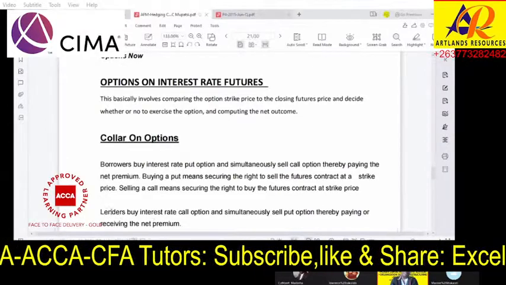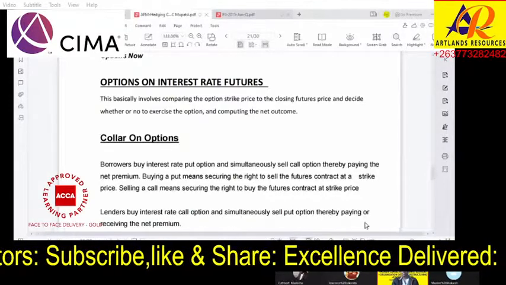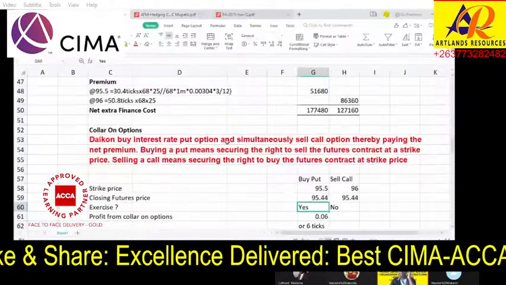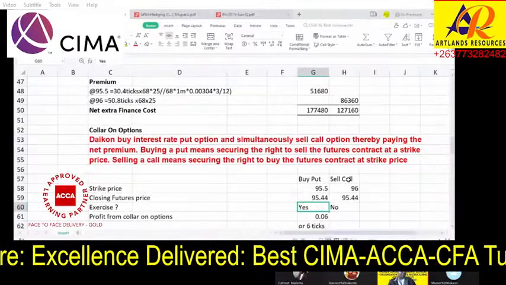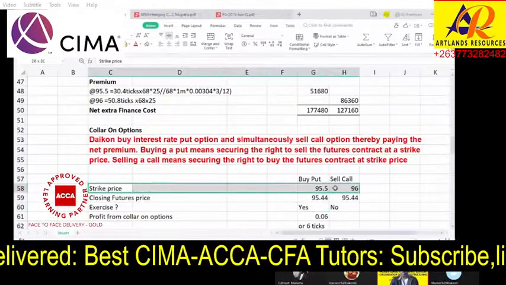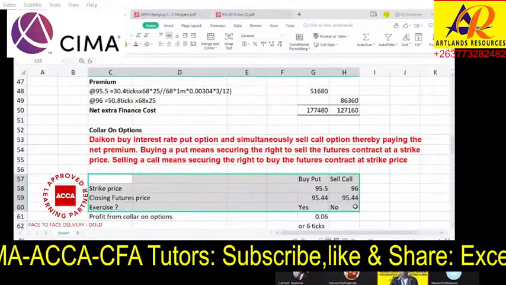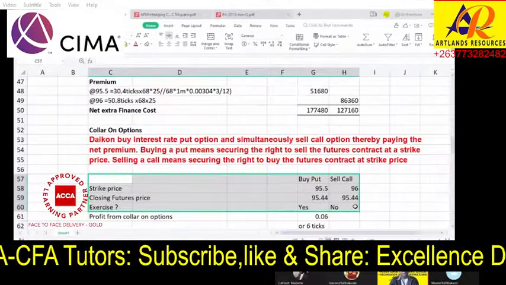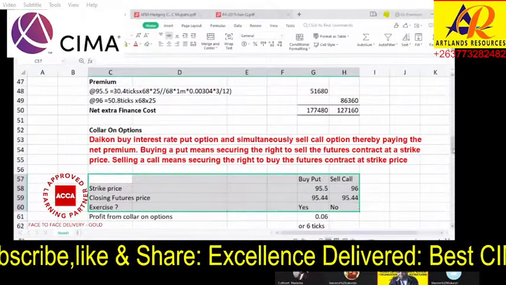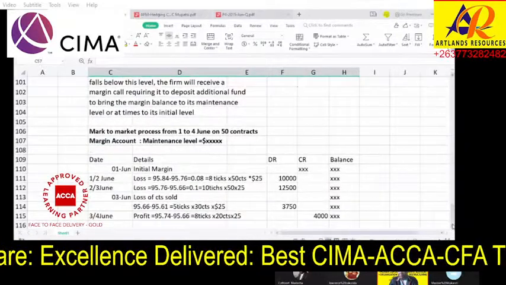So if it was a lender, it says lenders buy interest rate call option and simultaneously sell put option, thereby paying or receiving the net premium. So if it was for a lender, I would say here, buy call and sell put. Let me take this and then consider it to be a lender. It's now outside the answer to this question. It's now secondary explanation. Let me copy this and then paste it somewhere underneath.